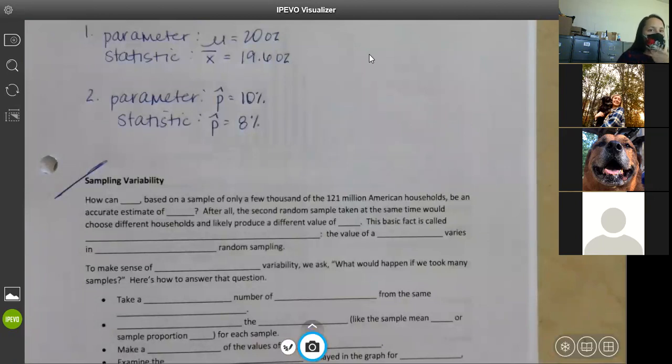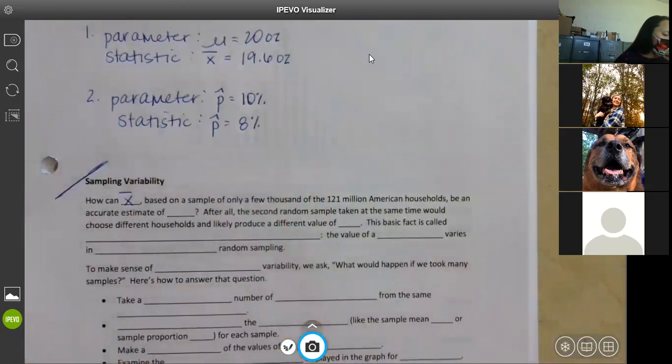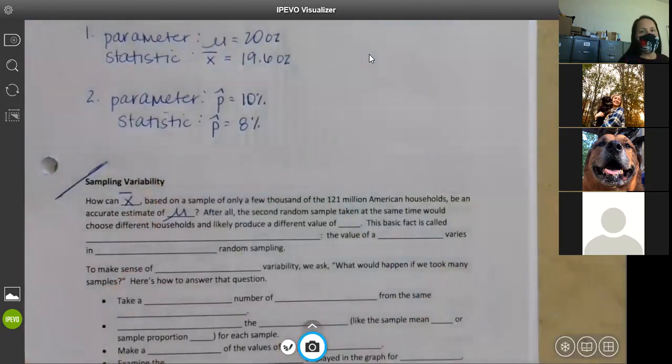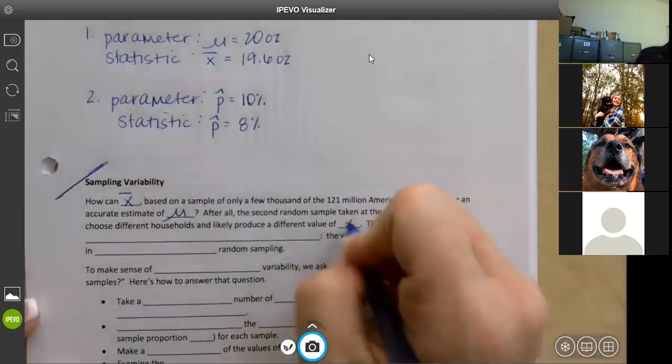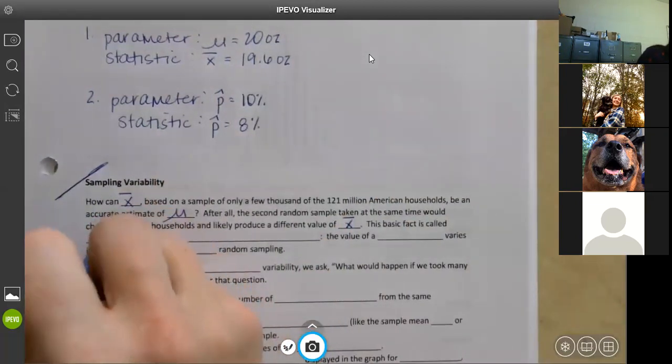So sampling variability. How can X bar, based on a sample of only a few thousand of the 121 million American households, be an accurate estimate of mu? So how can the sample mean be an accurate estimate of the population mean? After all, the second random sample taken at the same time would choose different households and likely produce a different value of X bar. This basic fact is called sampling variability.